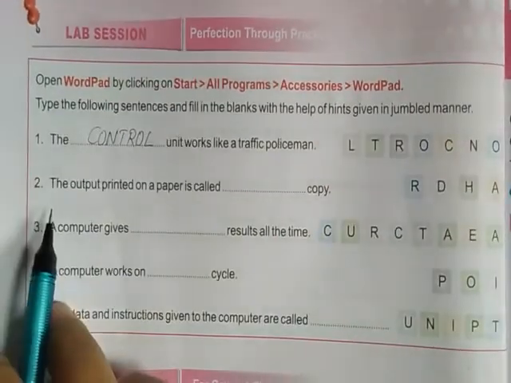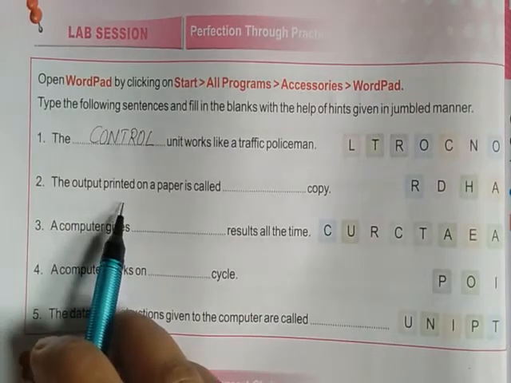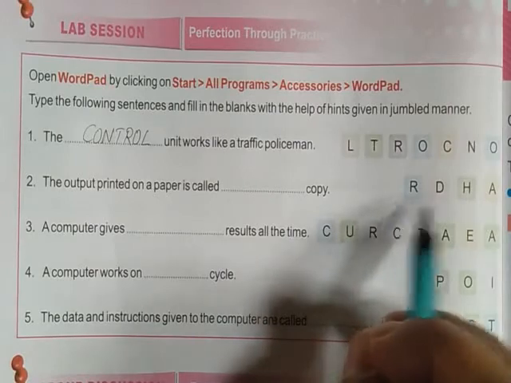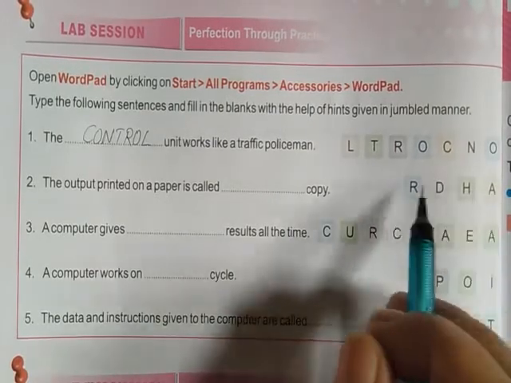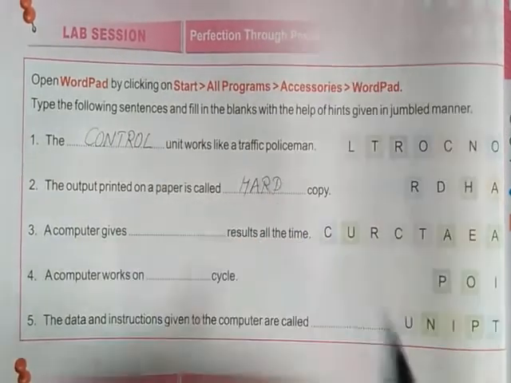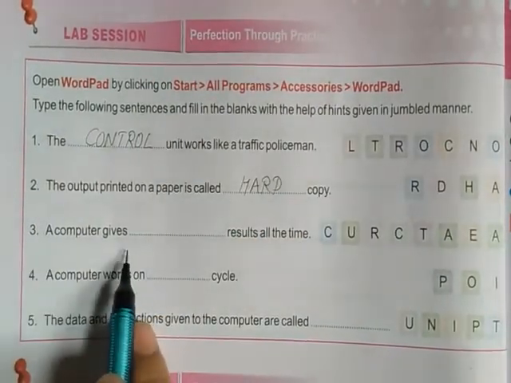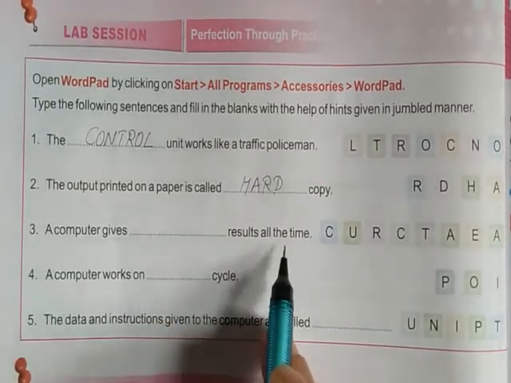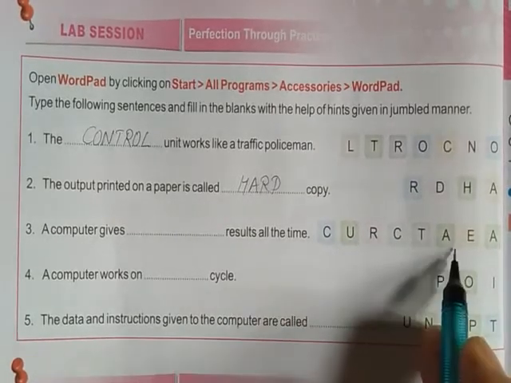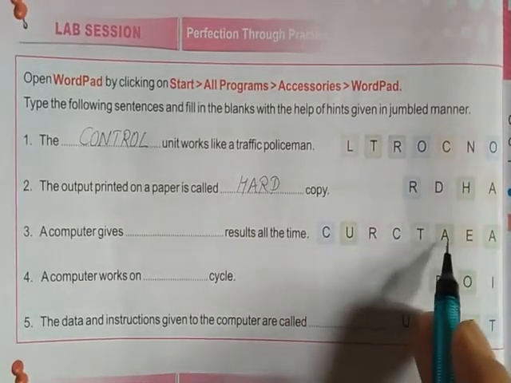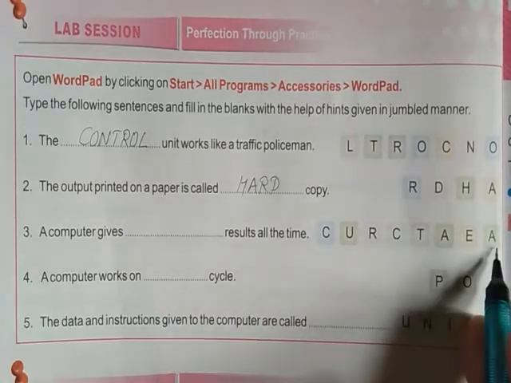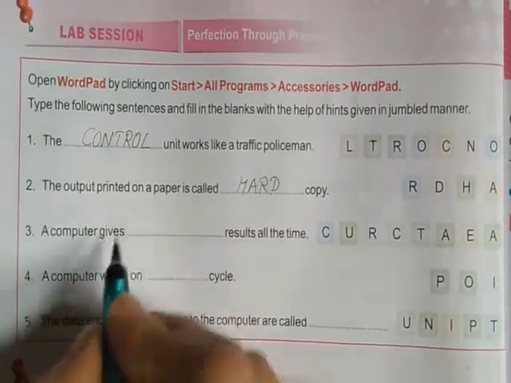Okay, now the next is, the output printed on a paper is called, yes, the answer is hard. HARD, hard. You can write here hard. Next, a computer gives dash result all the time. A computer gives accurate result all the time. So you can write accurate, ACCURATE. Okay, accurate. You can write here.